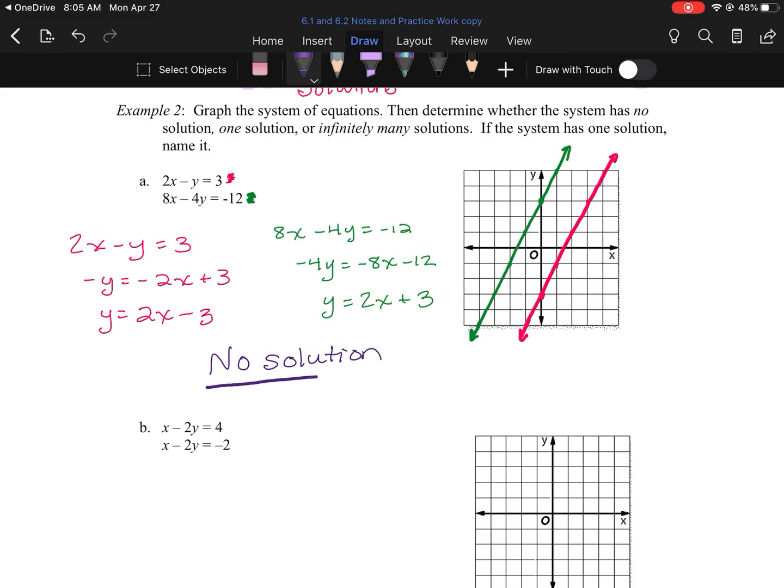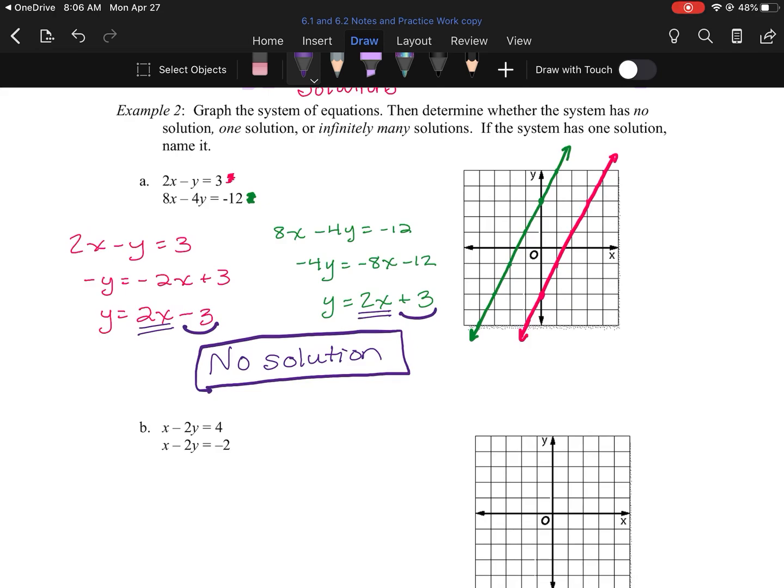All right, and if you were wondering how I knew that just by looking at them, I looked at their slopes, and they're the same slope. So same slope means I'm going to get two parallel lines. Or it could also be the same line. So we need to look at the y-intercepts then. Well, this y-intercept is negative 3. This one is positive 3. So since I have the same slope, but two different y-intercepts, that means I have two different lines that are going to be parallel.